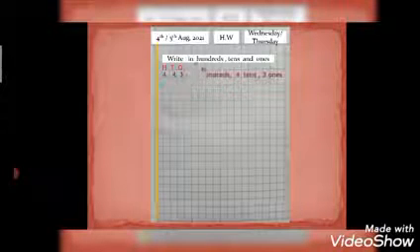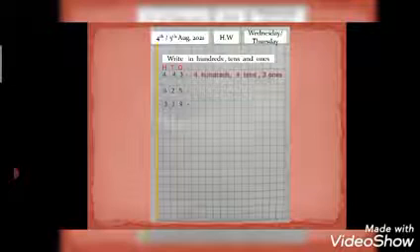Next number is 625. 625 has 6 hundreds, 2 tens and 5 ones. आप यहाँ पे खुद से राइट करोगे. नेक्स्ट नंबर इज 339. In 339, 3 hundreds, 3 tens and 9 ones.